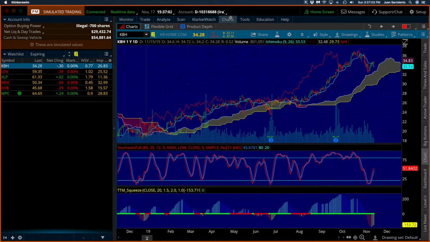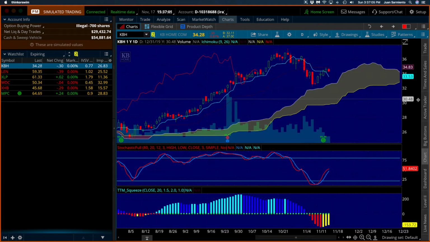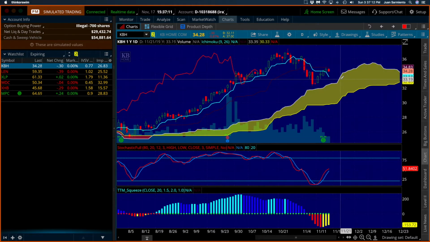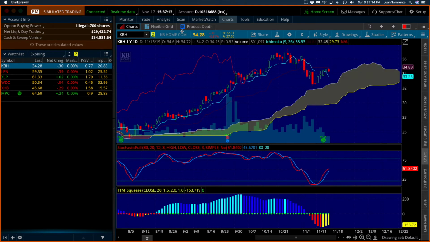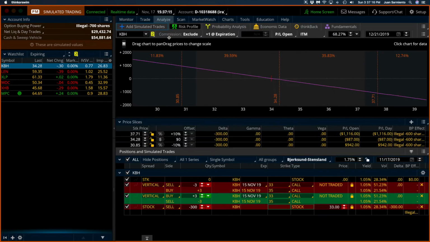Take a look at the chart and perhaps you think that the stock is going down. It may go down, it may go up. In my opinion, it may be correcting and it could go higher again. So I'm not going to wait or complicate matters anymore. I'm just simply going to get out of this trade.